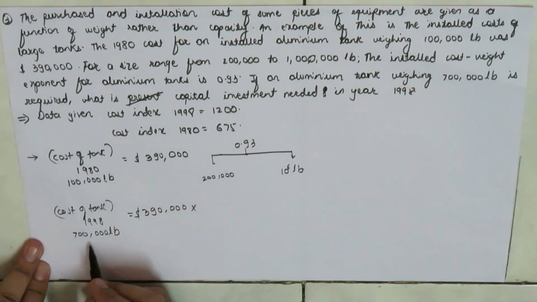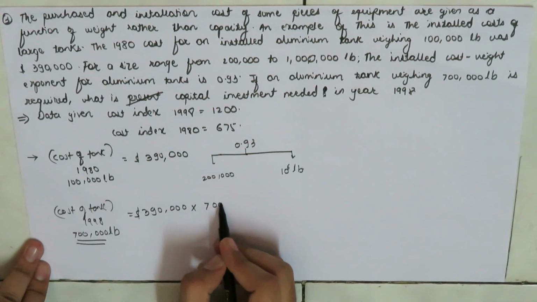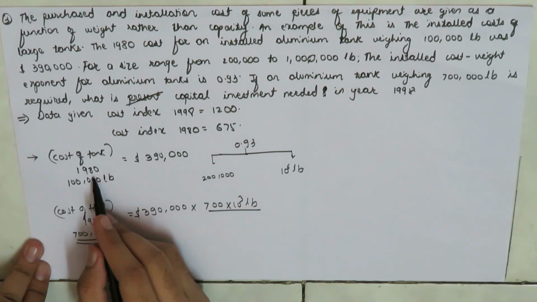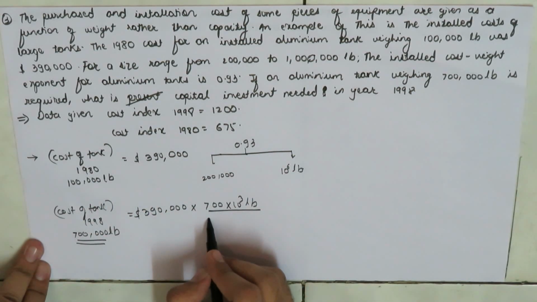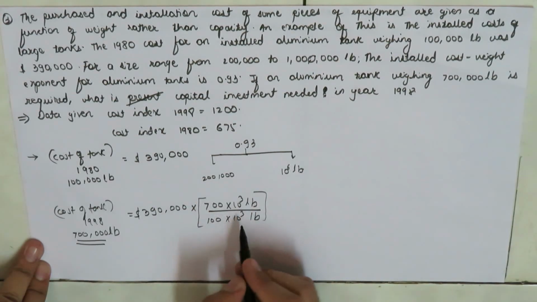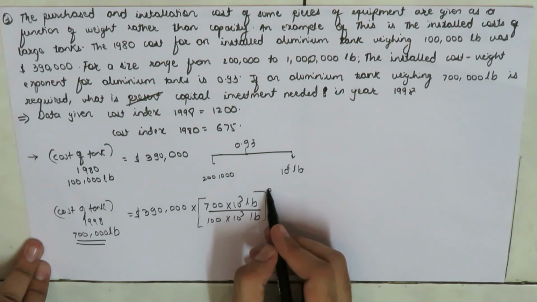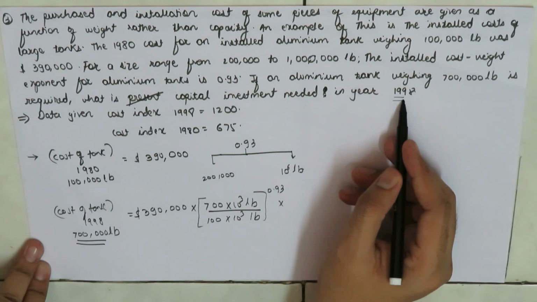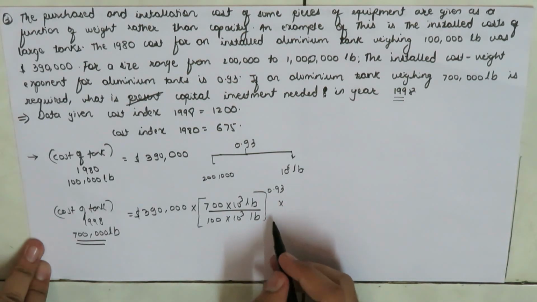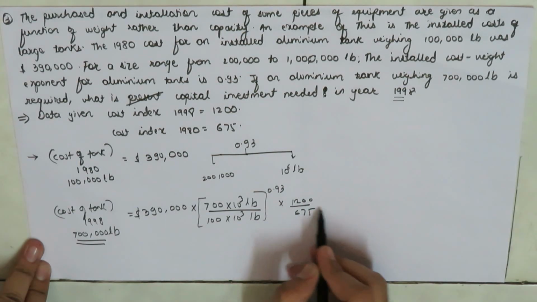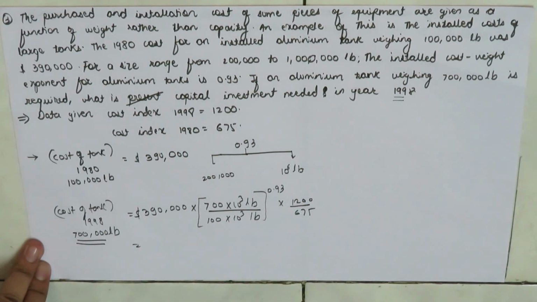So this is 390,000 times the weight of the tank at present, 700 into 10 to the power 3 pound, divided by the weight of the tank in the past, 100 into 10 to the power 3 pounds, raised to the power of the exponent 0.93, into the index value at present, that is the index value at 1998, which is 1200 over 675.